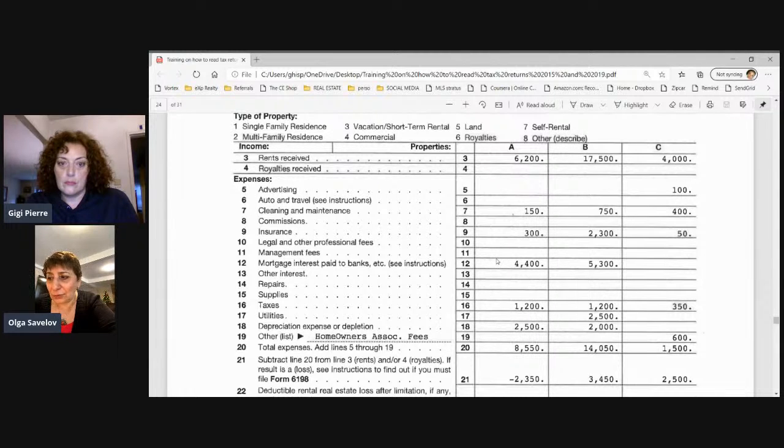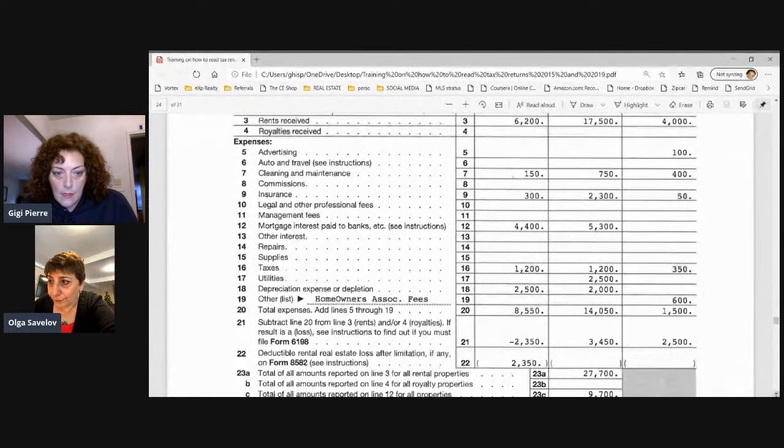When we pull the credit report, we're going to have those 2 mortgages on the credit report. So when we calculate the net income for those 2 properties, you see that you have a loss of $2,350. It's on line 21. So the way we're going to do it, for property number 1, on line 21 there will be a loss of $2,350.